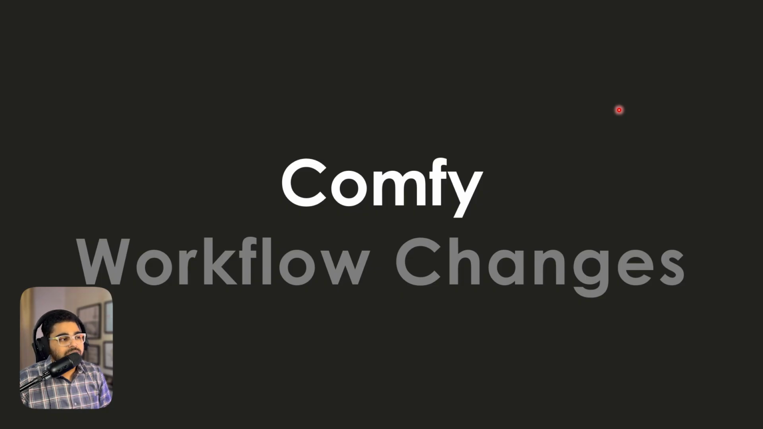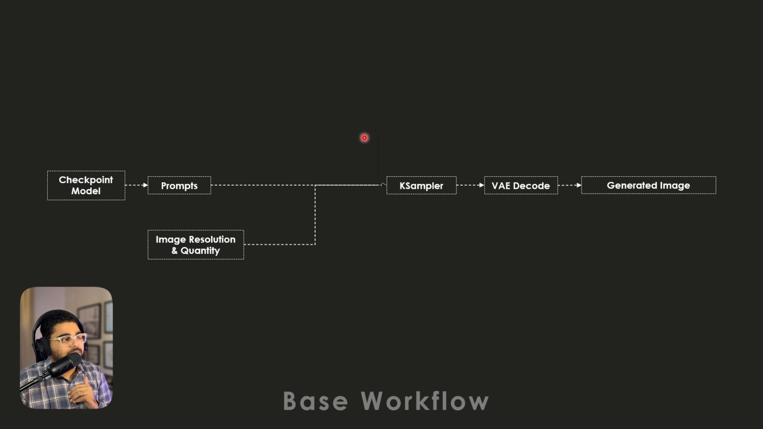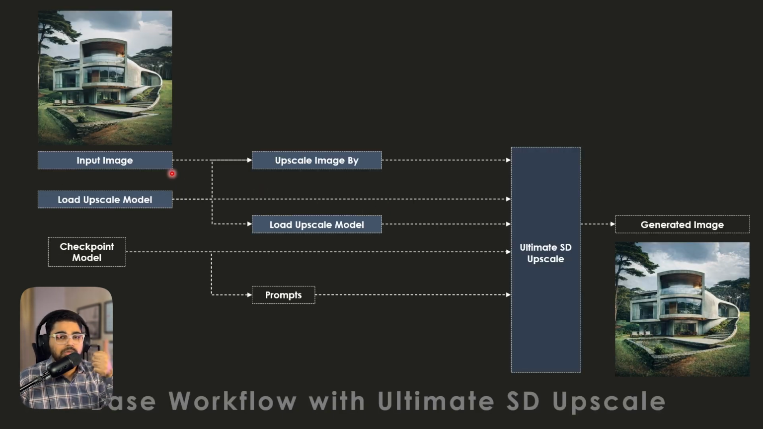Now let's look at the changes that we need to make to the ComfyUI workflow. Okay, so this is our base workflow where we have a checkpoint model, the prompt, the resolution, and the KSampler. Now, what do we need to really change in this particular workflow? Firstly, we will input our image, whatever the image is. That automatically means that image resize is going to go, because the resolution comes from this.